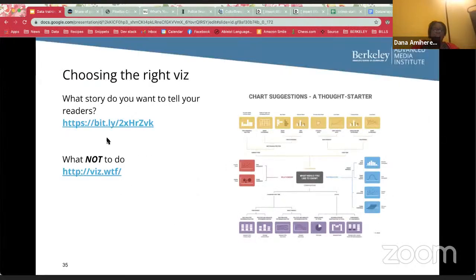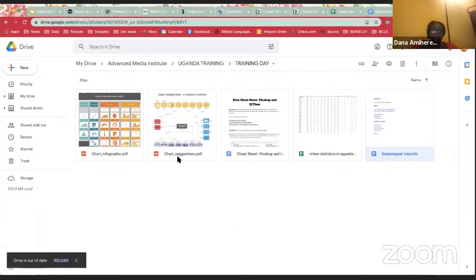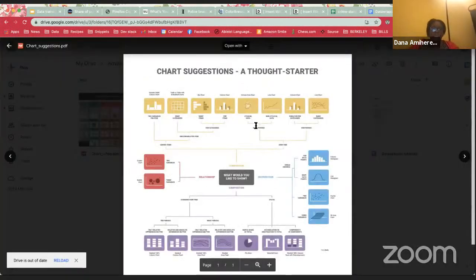I included some resources that I shared with your facilitators, some handouts on chart types. It's also accessible through this link and the slides, but I'm actually going to go to that folder and pull them up. One is called Chart Suggestions PDF, and the other one is called chart infographic. I'm going to pull up one. Sorry, you can hear my dog whining. She's still itching to get in.